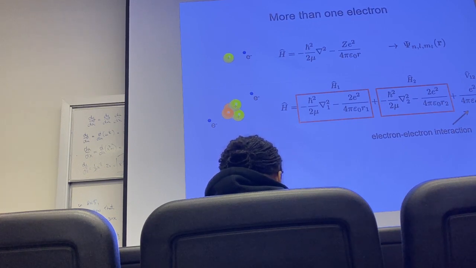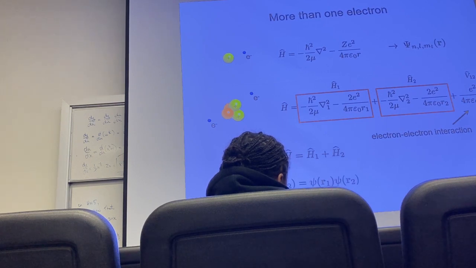We can't. So we have to be somewhat smart about it and make some approximations. And the first thing I'm going to do is, let's pretend that the electron-electron interaction term is small. Is that true? No, it's not true. But it's a good first step. In that case, I can just cross this one out, the last term. Let's forget about it. Let's first see if we can solve the problem with just H1 and H2, the 2 Hamiltonians for the individual electrons. So that's what I'm going to do.